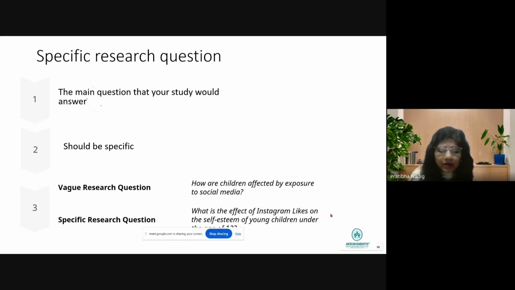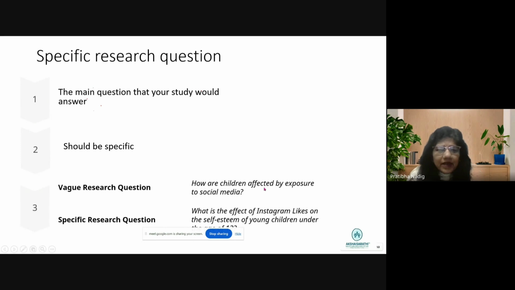Everything should be pakka on whom you are doing, what you are doing, what you are going to measure, so that it will answer the question which we are going to ask. So the specific research question will start from our idea. Supposing you have, somebody already mentioned, I think Pooja. Here also I have given a similar example.